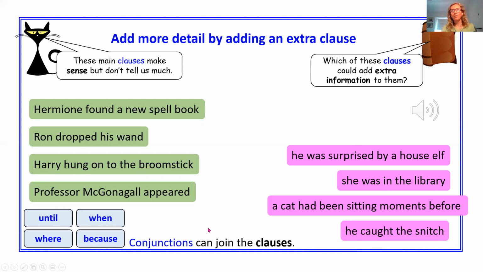Right, what I'd like you to do now in a moment is stop the video and see if you can match up the main clause with the correct subordinate clause and choose the best conjunction to make the sentence make sense. Only use each conjunction once. Okay, so if you stop the video now. Well done if you've managed to match up the main clause with the subordinate clause and added a conjunction. We're going to have a look now at the answers.